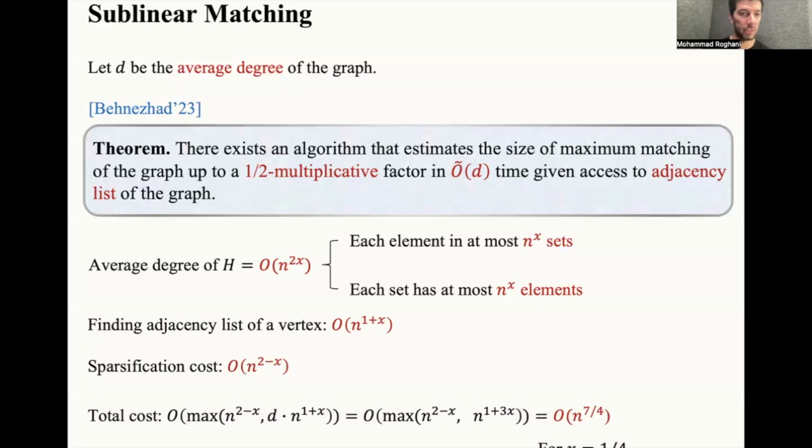So that's exactly the result of the Chen et al. paper with some modification. That's not the exact algorithm, but with some modification. This is going to be a very simplified version that you can get n to 7/4.